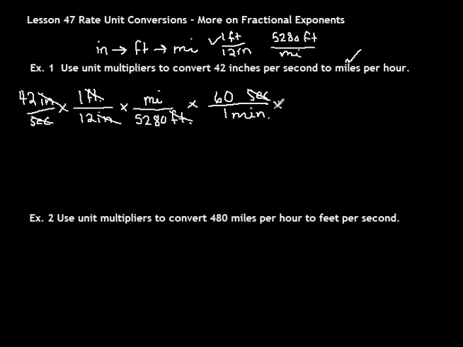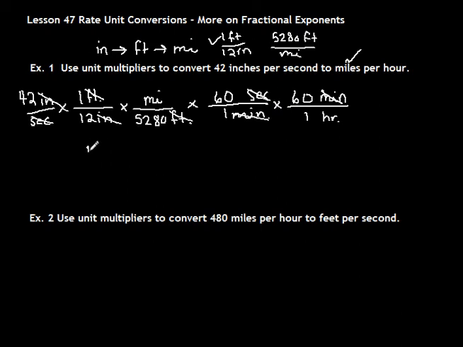Now we need to go from minutes to hours. So the minutes are on the bottom, so if we want them to cross out, the minutes are going to have to go on the top. We want hours on the bottom. There's 60 minutes in 1 hour, so the minutes cross out. Now we have all of our units.